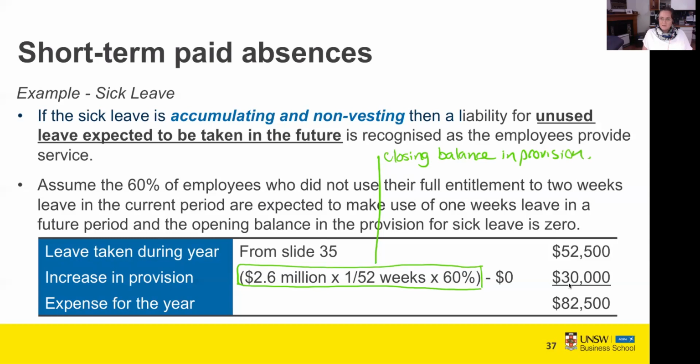The amount that will be recognized as an expense is the current year movement. So if I already had an opening balance in the provision account, then the current year movement is the amount that the expense would increase by. Opening balance is 0. So the full 30,000 represents an increase in the provision, which means in this case the total expense is 82.5.